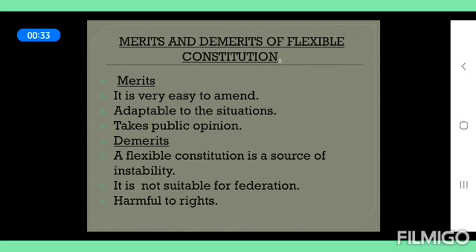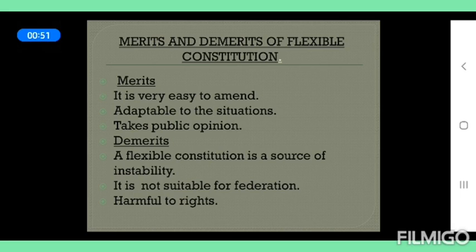Now let's discuss the merits and demerits of the flexible constitution. Number 1 in the merits: it is very easy to amend. I've already told you that a flexible constitution is one which is very easy to amend. That means changes can be easily made in the constitution.